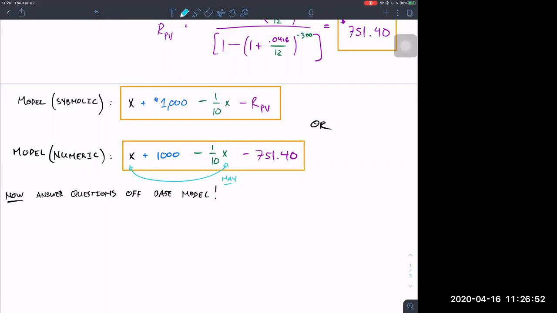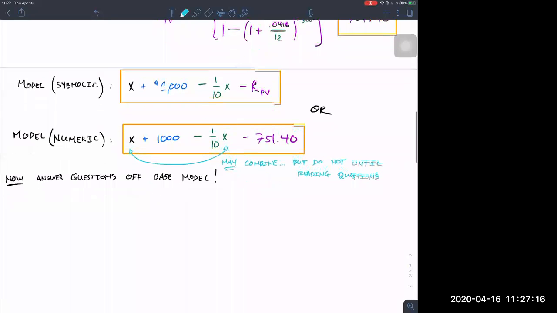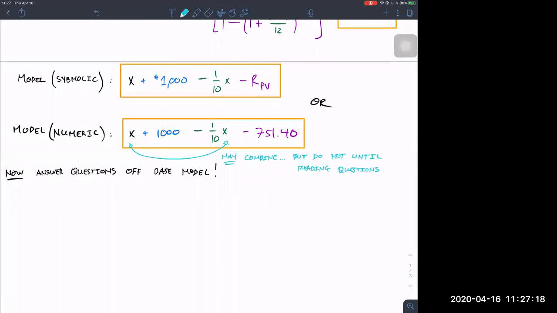May combine, but don't do it until you read the questions, because you don't know what you'll unhinge, if you will, when you do it yourself, or prematurely, that is. All right, so we can read the questions right now.